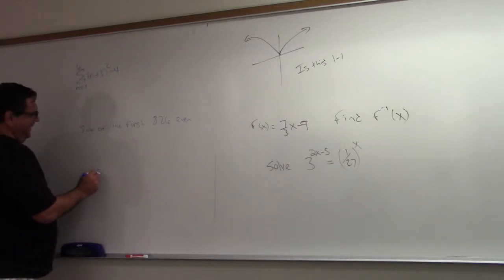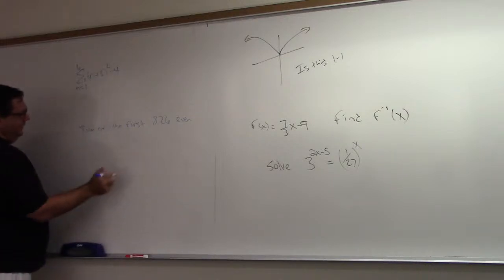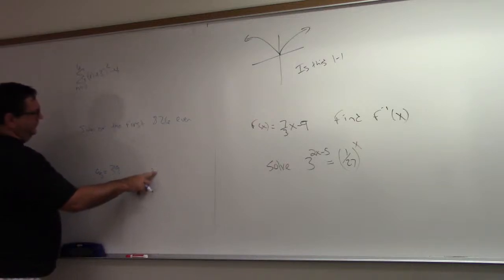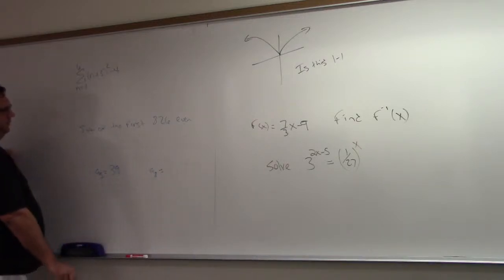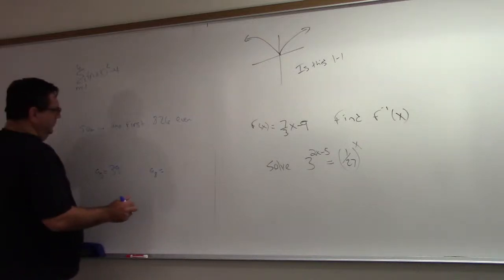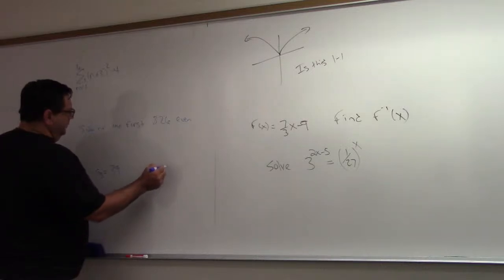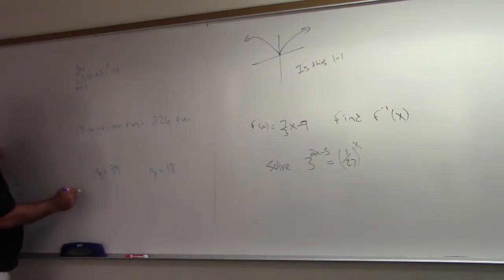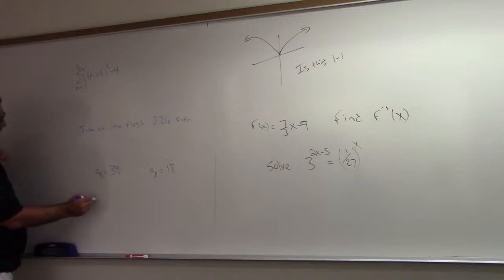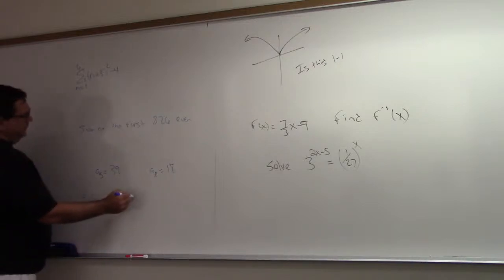Yeah. All right, let's say that a to the 5th is equal to 39. Let's say a to the 8th is equal to 18. Find A2 and find a.